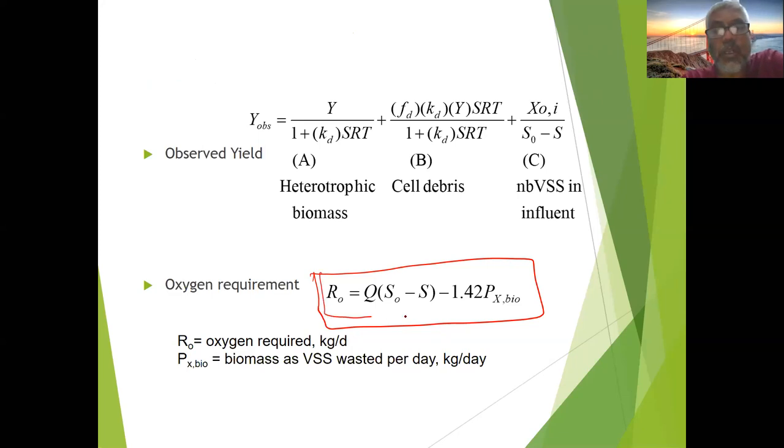So we can calculate the oxygen requirement using this equation. Px,bio is the biomass as VSS wasted per day, and R0 is the oxygen requirement in kg per day. Q is the flow, S0 is the substrate concentration in the influent, and S is the substrate concentration in the effluent. So we can calculate how much oxygen is required for your reactor.